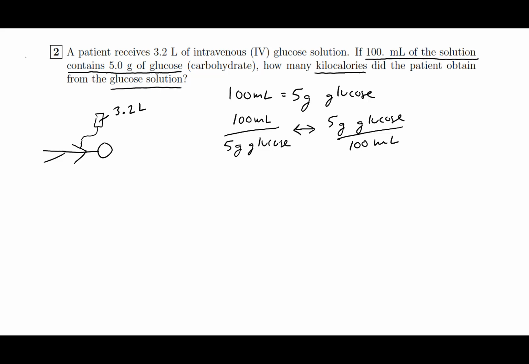Well, so this problem is asking how many kilocalories the patient got from the glucose solution. So in order to figure that out, we need to first figure out how much glucose the patient got, because we can't figure out how many kilocalories the patient received if we don't know how much glucose they received. So this problem really has 2 parts. The first part, we need to determine the amount of glucose that the patient received.